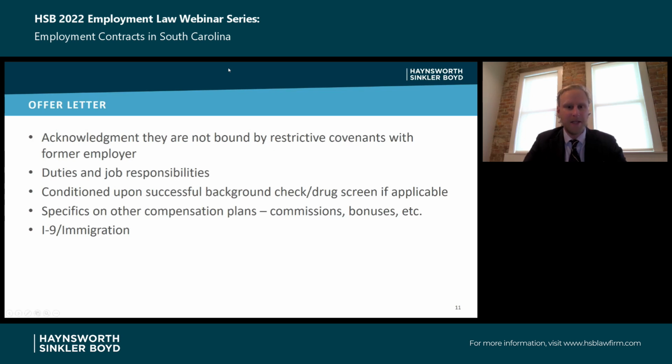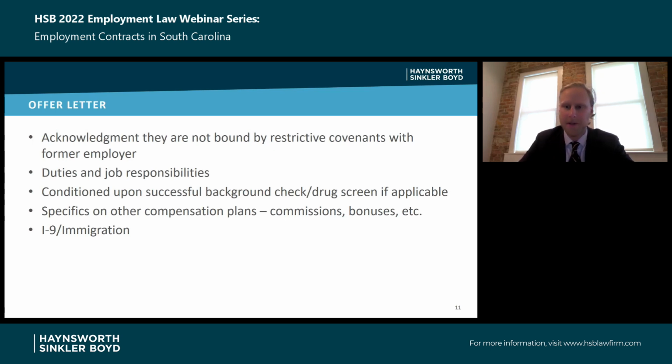A couple of other things in here that you might want to include in the offer letters. One thing I like to see is an acknowledgement that the employee is not bound by any non-compete or non-solicitation or anything like that that you don't know about. Most times an employee will come forward to you during the hiring process and say, hey, I've got a non-compete. But not always. And you can potentially get in trouble for hiring somebody under one. So I like to see in there an acknowledgement that they're not bound by it.